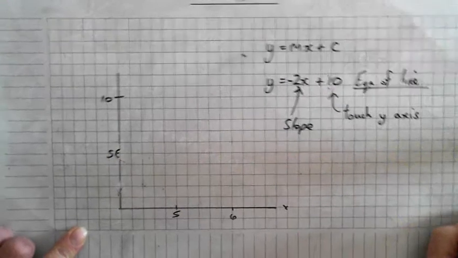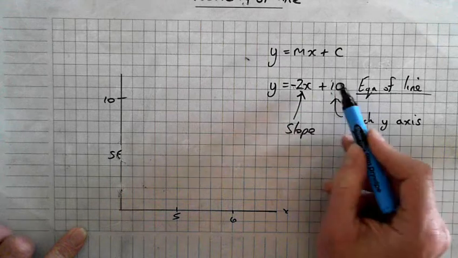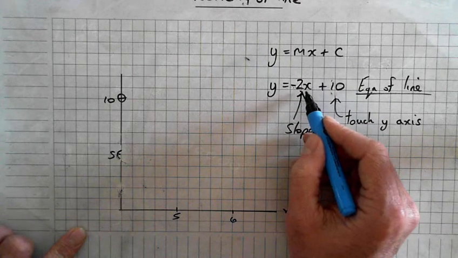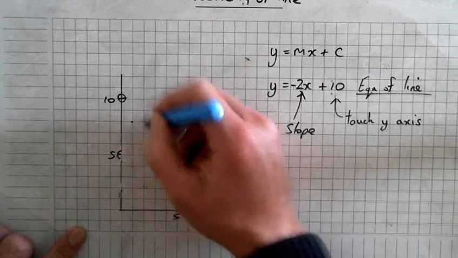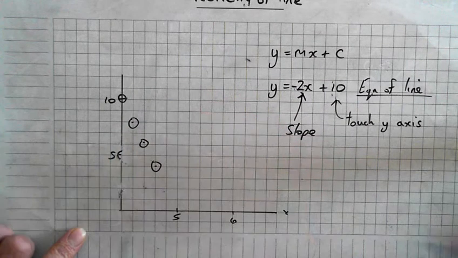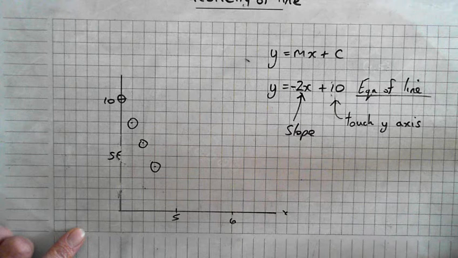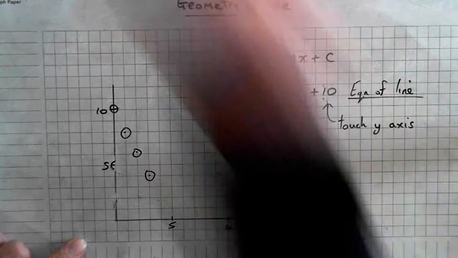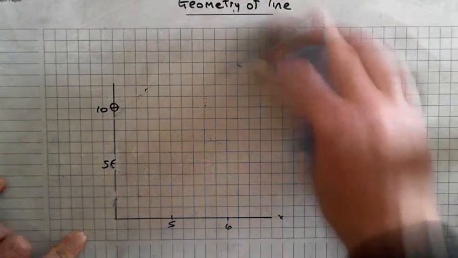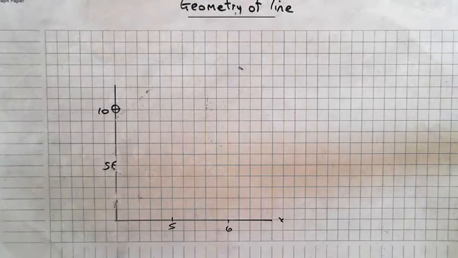Minus 2 and 10. It touches the y-axis at 10. That's the first point. And what's the slope? Minus 2. Down 2. Down 2. Down 2. Alright. Easy again. Is that easy enough?